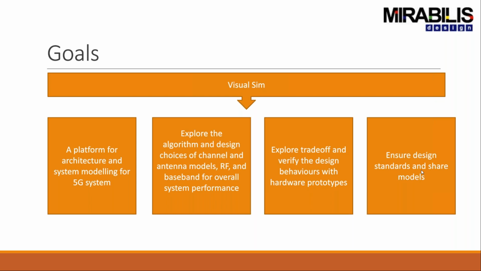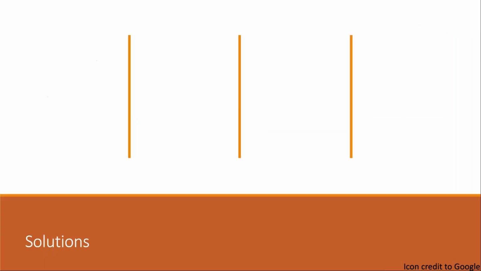And finally, we ensure design standards, and we can share the models with the development team and product development team. So these are the four main goals that Visual Sim puts forward in front of you. Now that we have discussed goals, I'm going to show you how Visual Sim works and how it gives a solution for these design challenges.